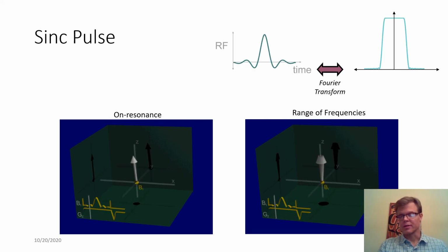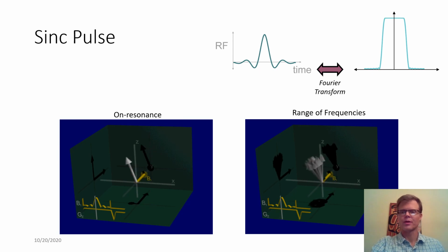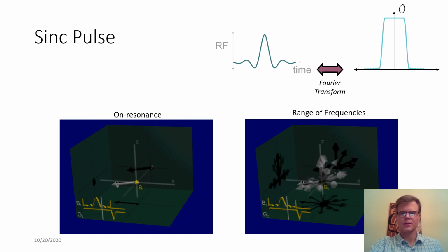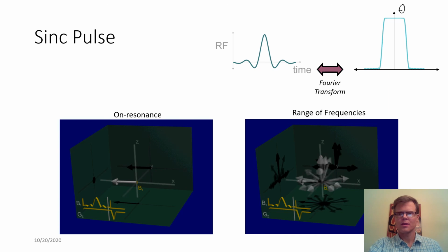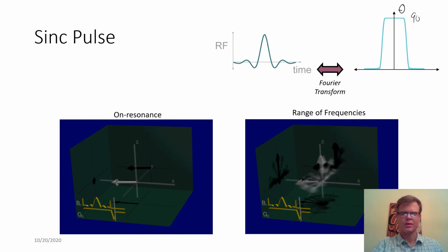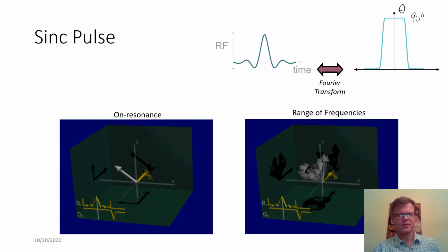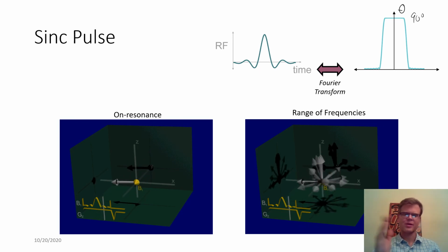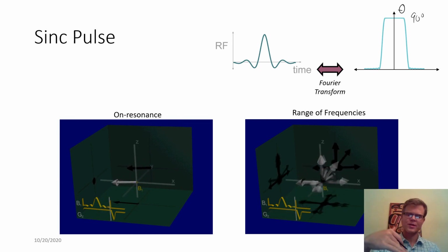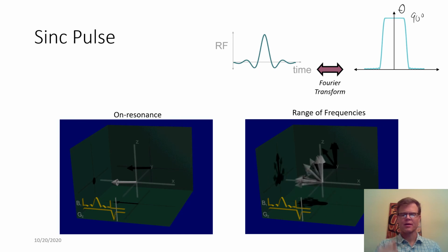But if we look at this example for a sinc shape pulse, now the behavior is not as intuitive as it was when we turned just an RF pulse on and looked at it rotate. You can see this in the on resonance case, it's doing a little bit of tipping it back and forth. It kind of over tips it, tips it back. And you look in the on resonance case and it doesn't make sense.